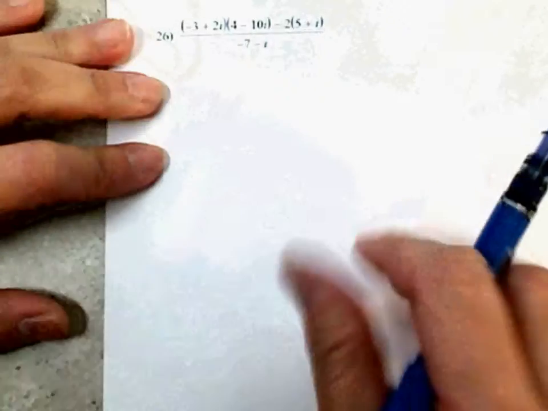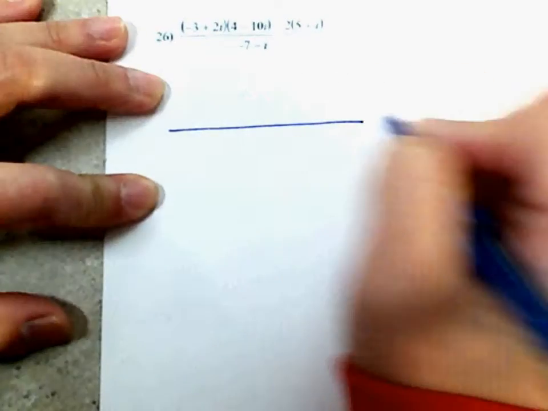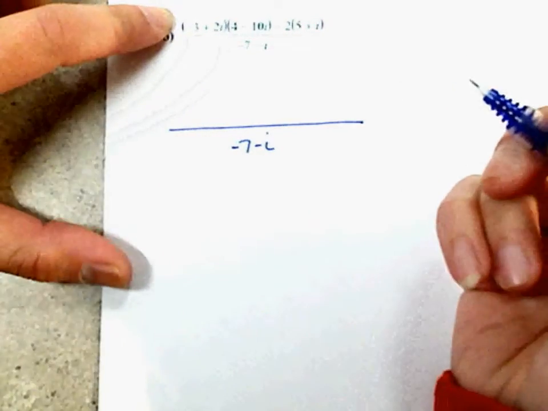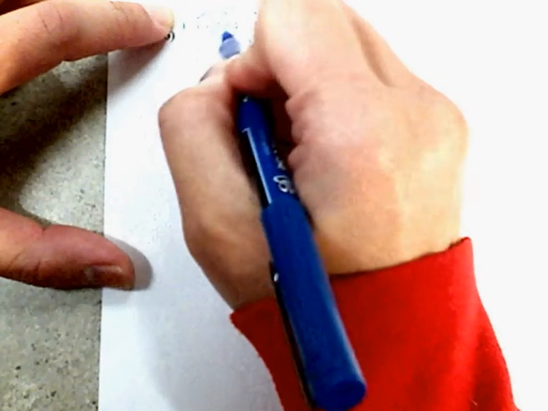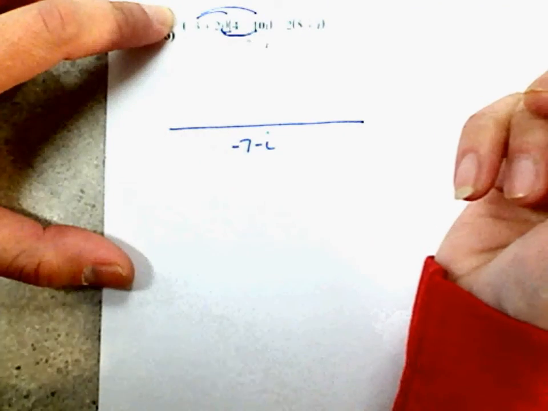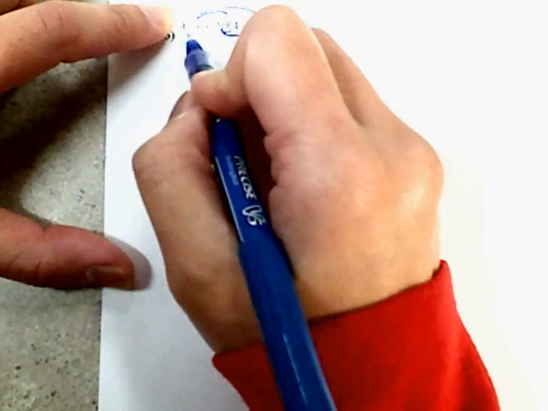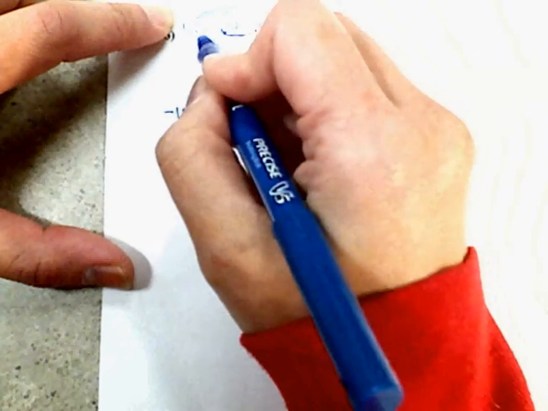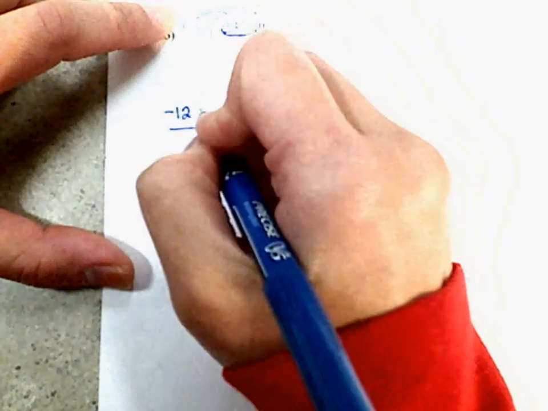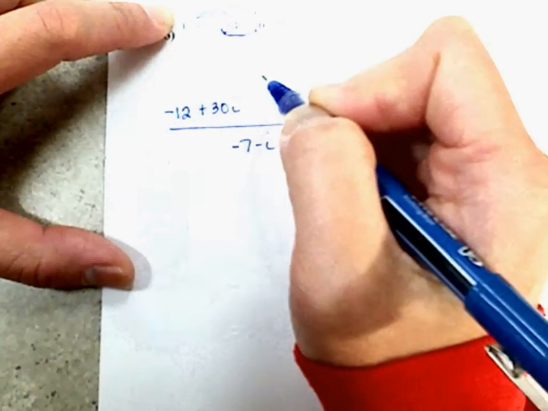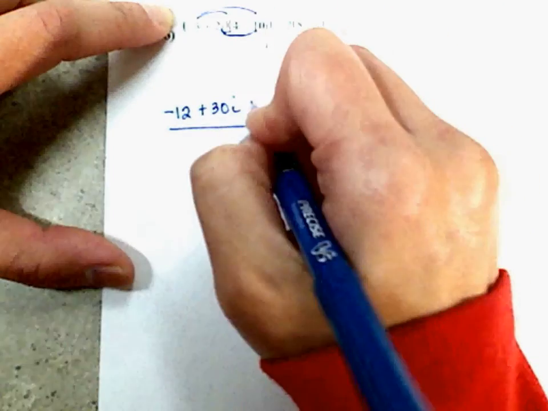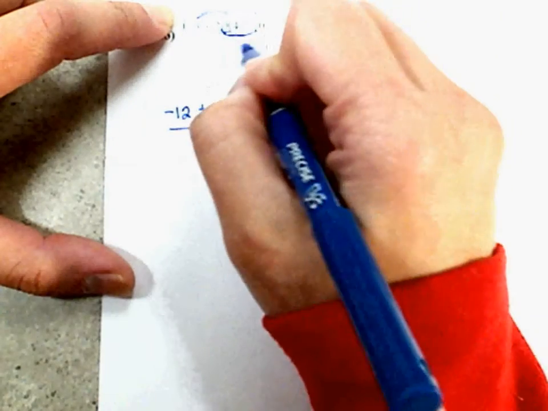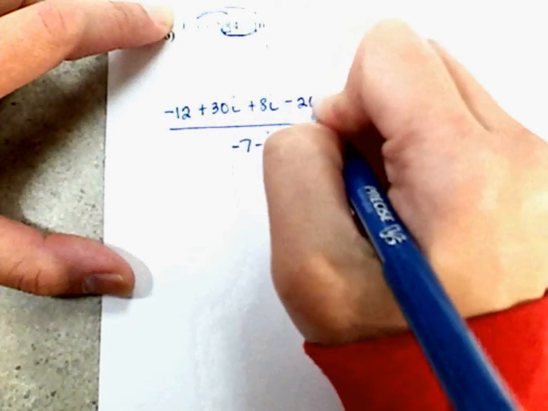So, I'm going to draw my line. I'm going to keep my denominator. Everyone good? I'm going to multiply, distributing like I've been doing. I got 2 sets of parentheses. Negative 3 times 4 is negative 12. Negative 3 times negative 10i is positive 30i. 2i times 4 is positive 8i. Simplify as you go. 2i times negative 10i is negative 20i squared.